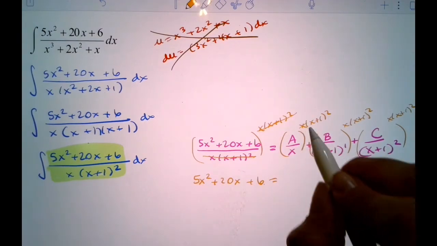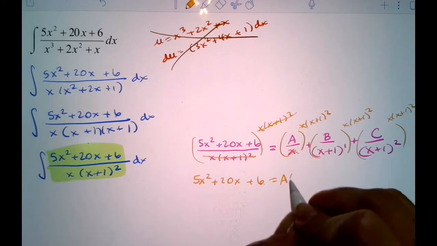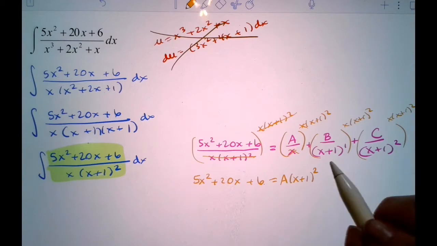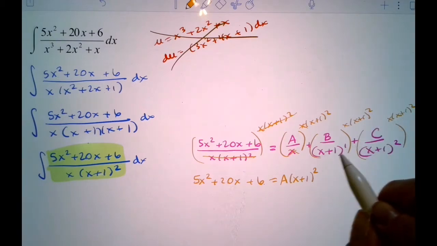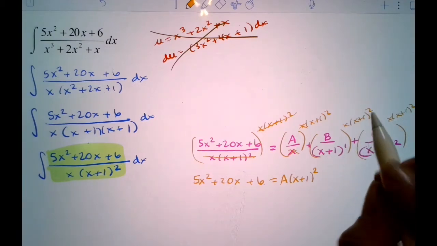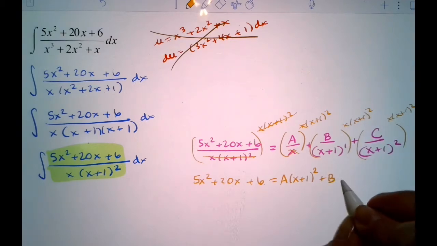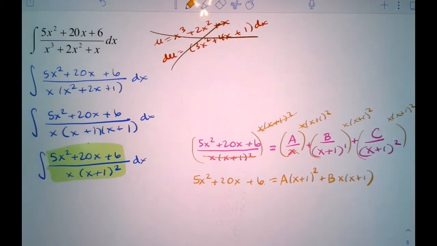On the right-hand side, the x's are gone. I have A times x plus 1 squared. On the middle one, one of the factors of x plus 1 goes away, but you still have this x and one of the extra factors there. Our last fraction, I'm going to have the C. The x plus 1 quantity squared is gone, but you have an x there, so I have C times x.